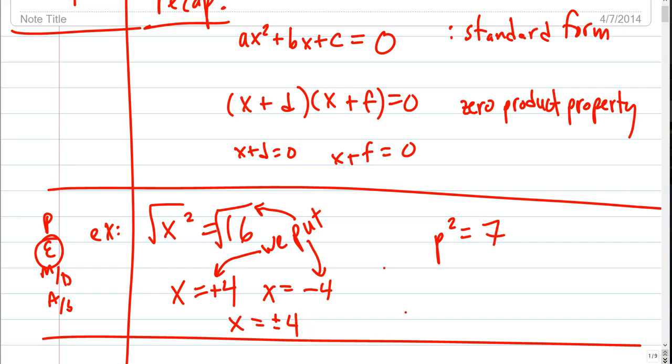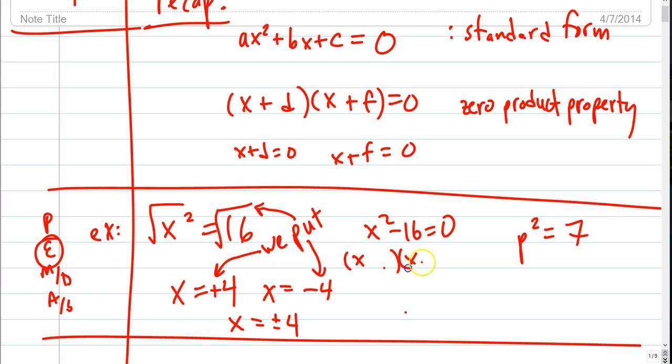Another way of seeing this: if you had set x squared minus 16 equal to 0, that would factor. X times x is x squared. What multiplies to make 16 would be a 4 and a negative 4. So our answers would be negative 4 and positive 4. So we have to get two answers out of that.